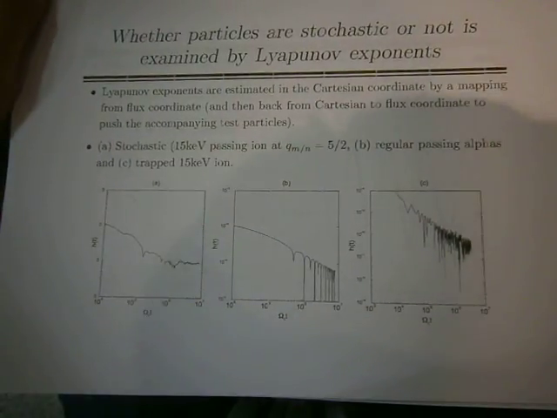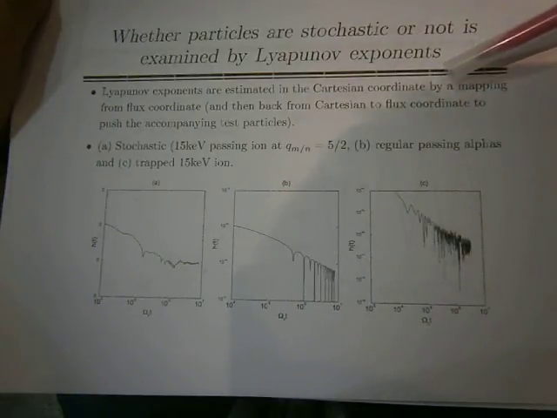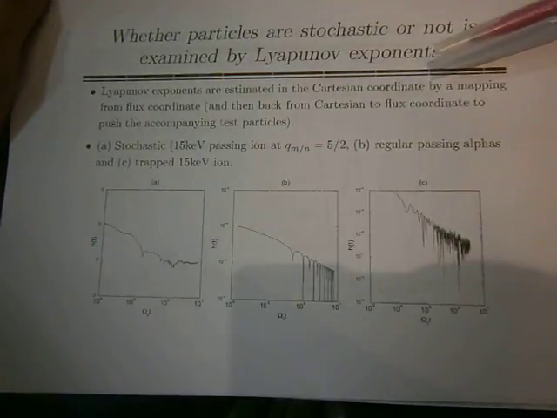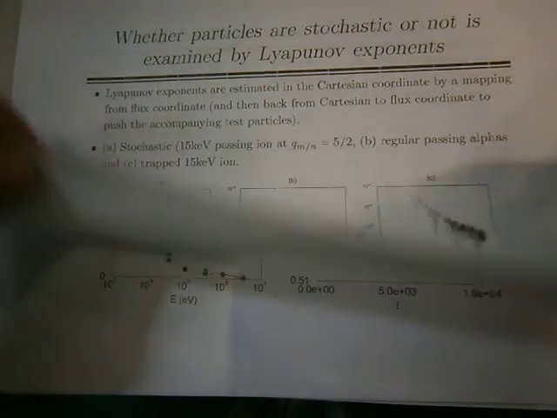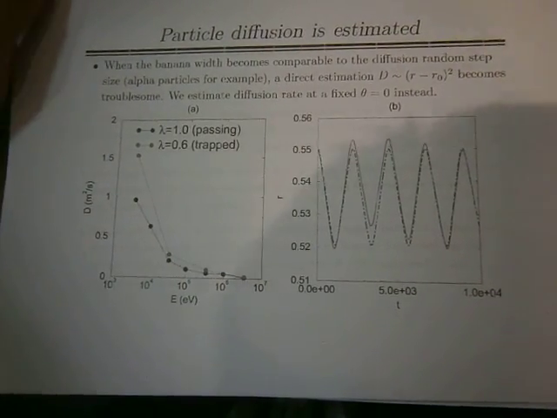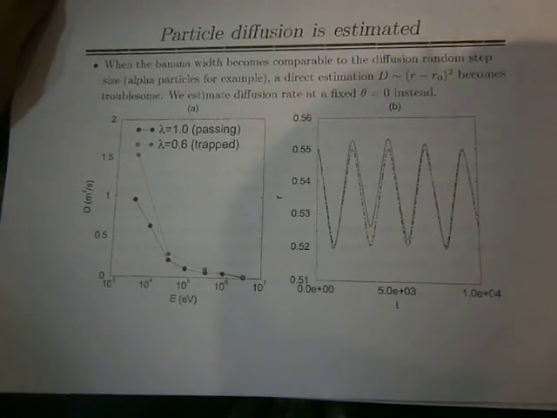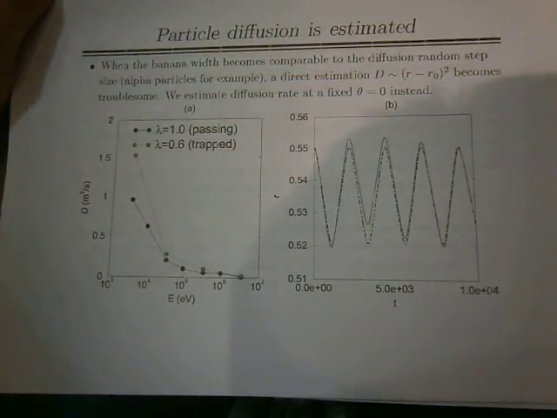Whether a particle is stochastic or not is examined by the Lyapunov exponents. Lyapunov exponents are estimated in Cartesian coordinates by mapping from the flux coordinates, for the first accomplished test particle. Stochastic 50 electron volt, passing, the regular particle. Diffusion of the particle is estimated when the width becomes comparable to the random step size of the alpha particle. We estimated the diffusion rate of the fixed item.